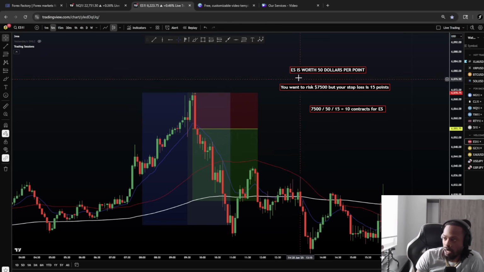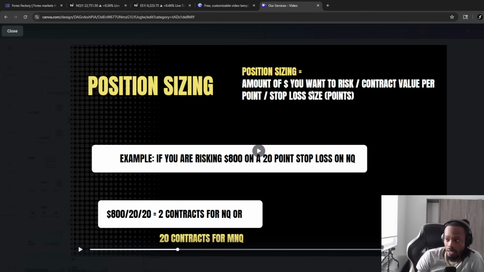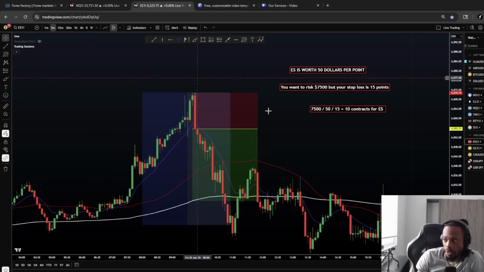So if ES is worth $50 per point and we want to risk $7,500 with a 15-point stop loss, remember the equation? This is the equation. The amount that you want to risk, divided by the contract value per point, divided by the stop loss size in points. So let's go back to it. That would be $7,500, which is the money amount that you want to risk. $50 is how much it moves per point. And then we have a 15-point stop loss. You divide those three, you get 10 contracts for ES.